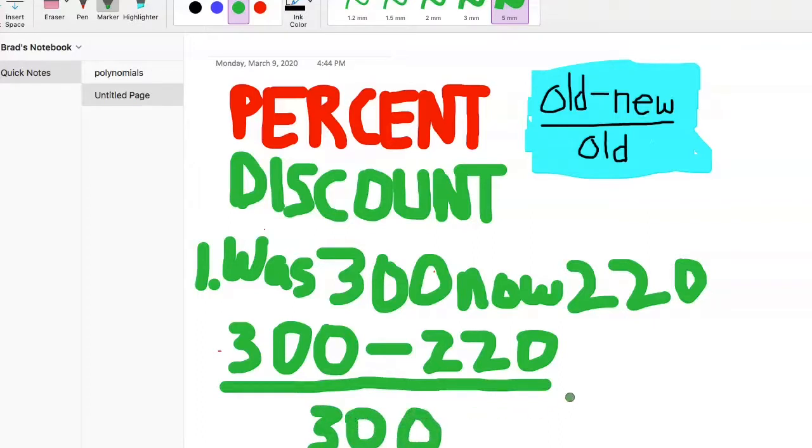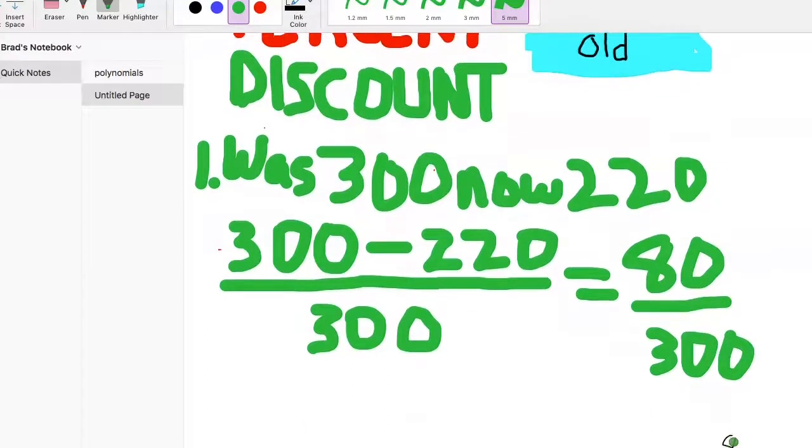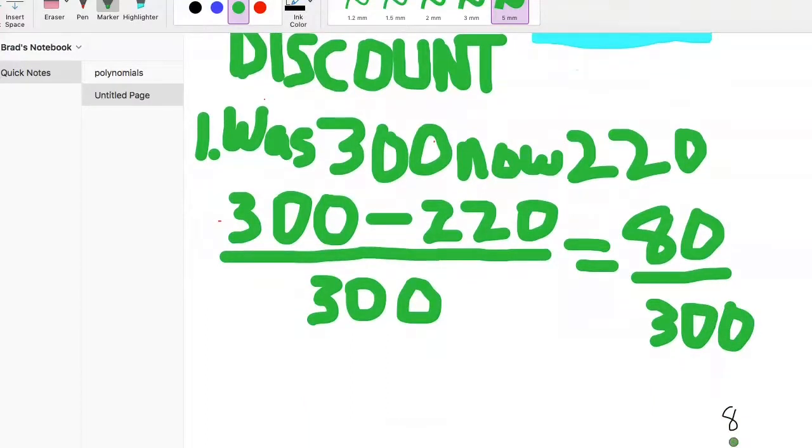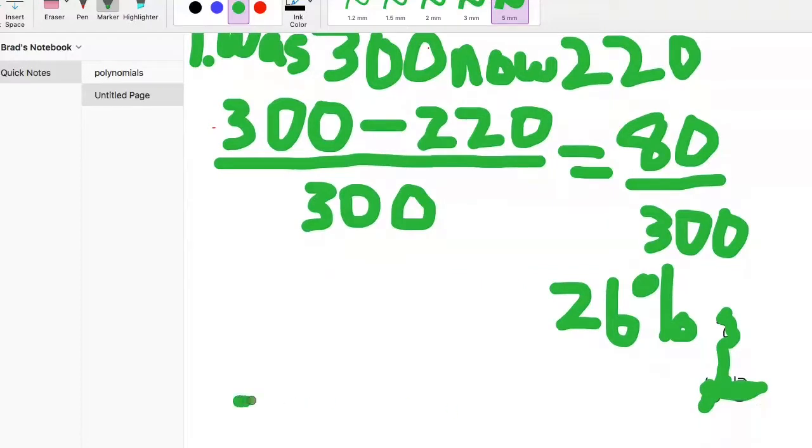If you simplify this a little bit, 300 minus 220 is 80, over 300. And then we've just got some simpler math to do, and we'll be there. 80 divided by 300 equals 26%. Looks like we got some old math sitting over here. Forget about that. All right, let's do another one.